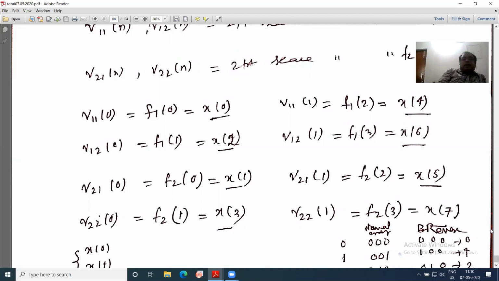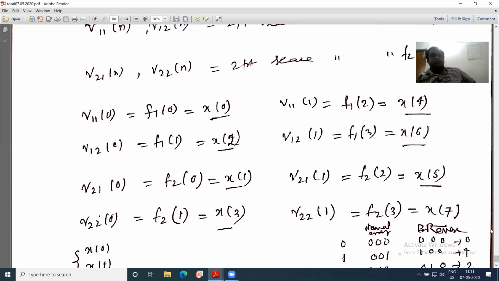Therefore, I have to compute V11 of k. K will vary from 0 to 1. V11 of 0 and V11 of 1 are in the time domain, but I have to compute V11 of k and V12 of k. Once I know V11 of n, V12 of n, V21 of n, and V22 of n, these are all 2-point sequences, so I can easily compute the 2-point DFT.